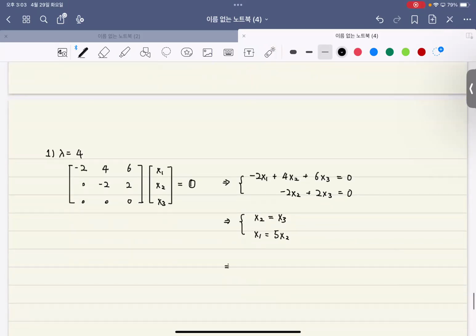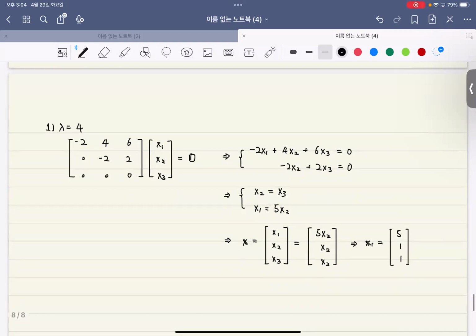So x, which is x1, x2, x3, is 5 times x2, and x2, and x2. So the eigenvector is 5, 1, 1. Okay, so this is my eigenvector.